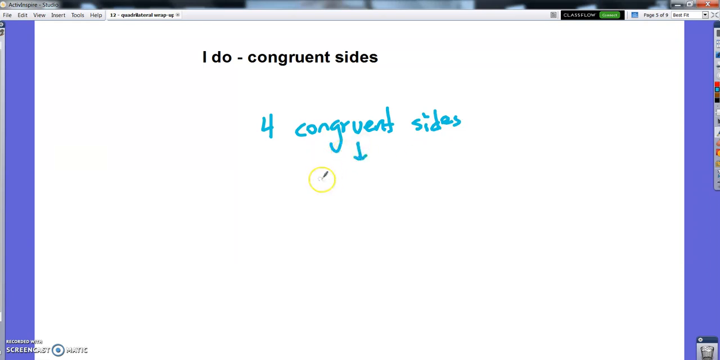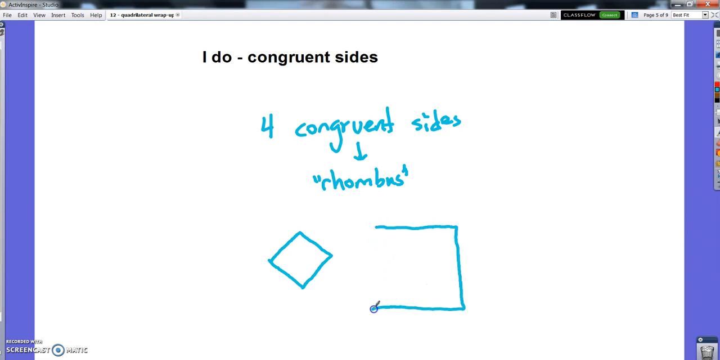We call it a rhombus. So a rhombus has 4 congruent sides. So all that means is all the sides are the same length. So they usually look like this or like this. Those are both rhombuses, 4 congruent sides.